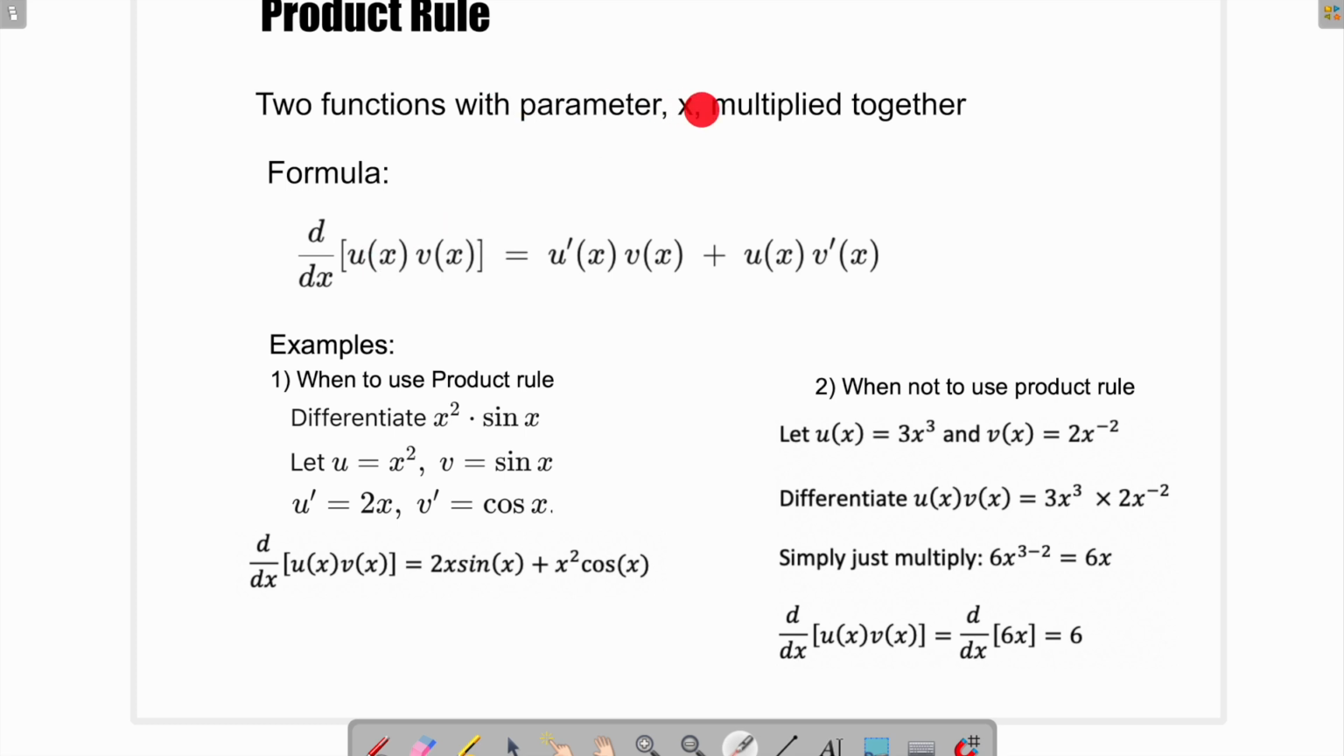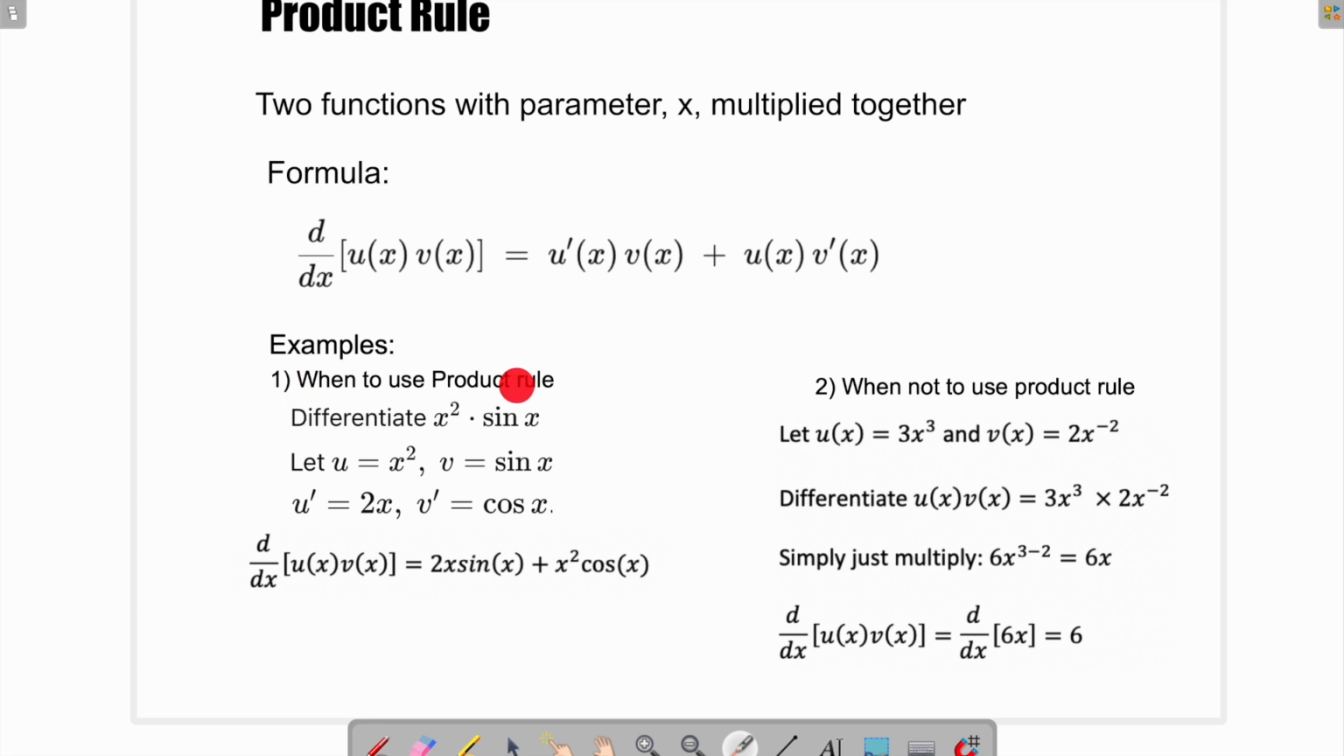So when we have two functions with the same parameter, in this case x, just for simplicity, we use the product rule in general. So as we can see here, u of x times v of x, and then we can separate into this. So the first derivative of u of x times the v of x as it was given to us, plus the u of x as it was given to us times the first derivative of v of x. So let's go into two examples of when to use and when not to use.